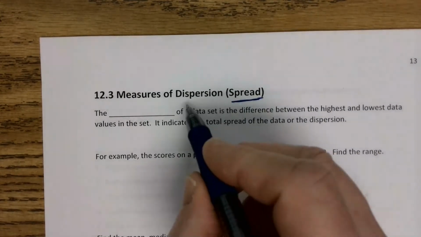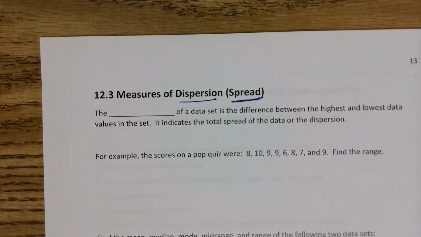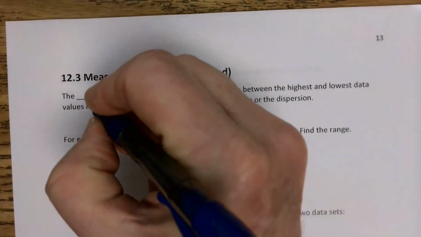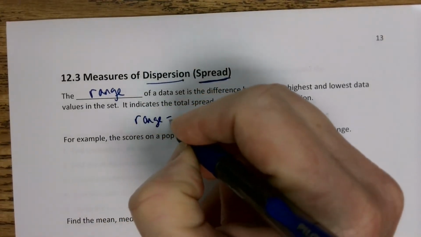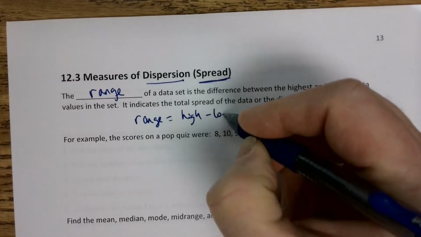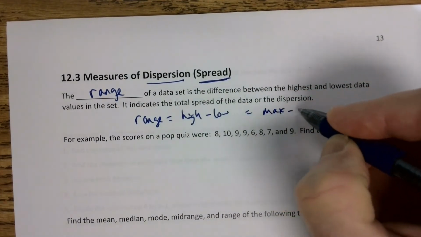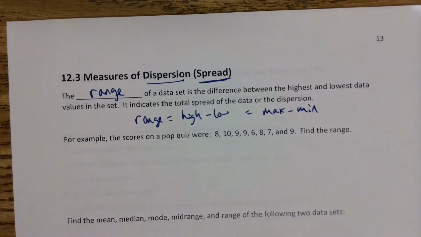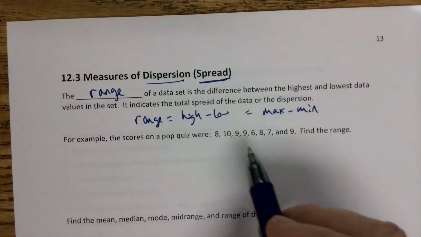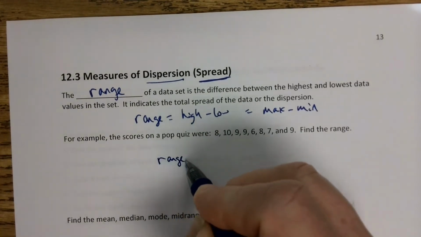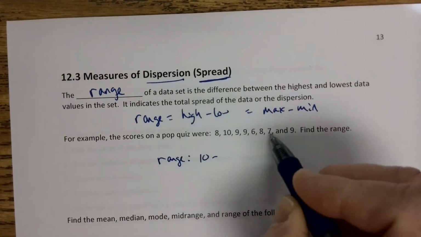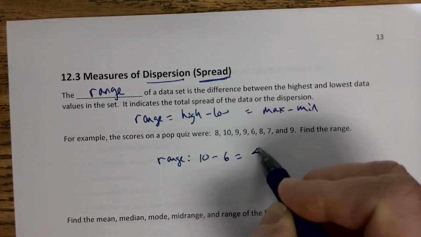They call it the measures of dispersion, and dispersion is a great word. So the first one is the range. The range is just the difference between highest and lowest. So range is equal to high minus low, or max minus min. Piece of cake. Easy to do. So here's a bunch of numbers, a little pop quiz. The high was 10 and the low was 6. So the range is 4.